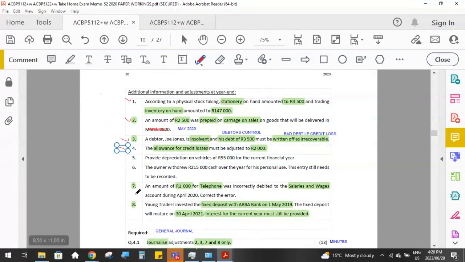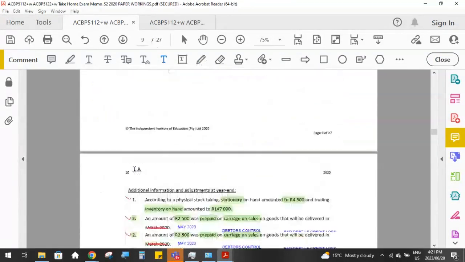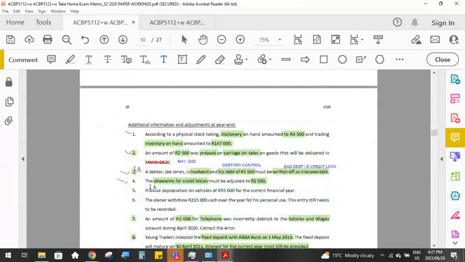And then the next one is we must provide depreciation on vehicles of 55,000 for the current financial year. So if we go back here and have a look, we'll see that we haven't yet got our depreciation account. So I want depreciation, what did they say, 55,000? That's going to be added to our list of accounts here. So I've made a note of that.